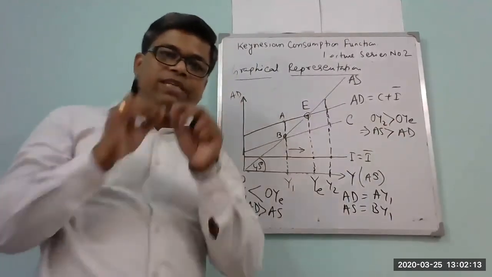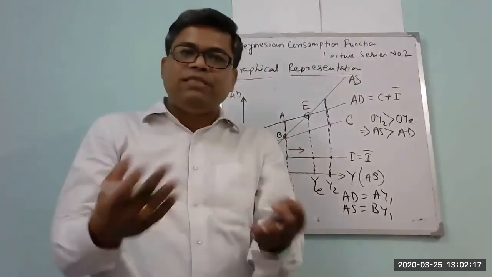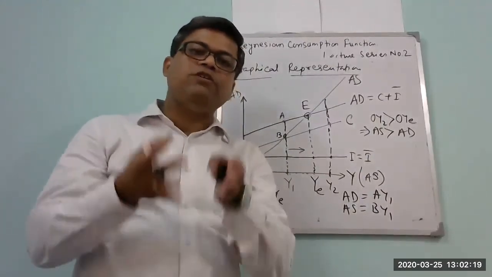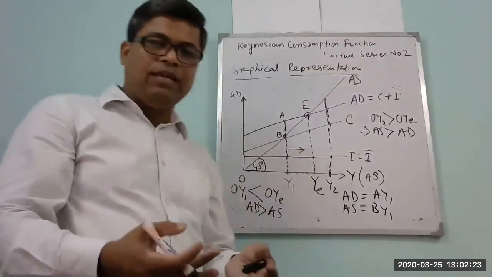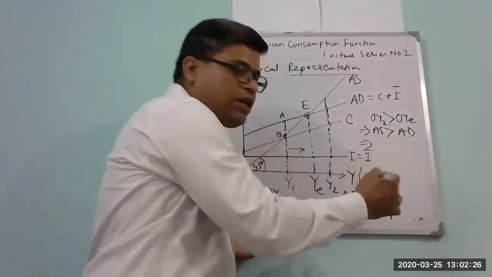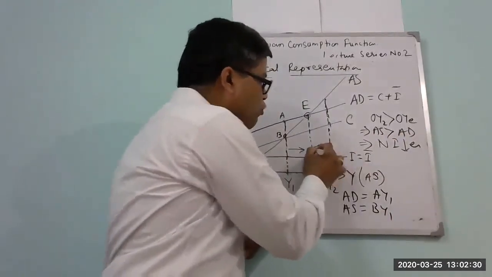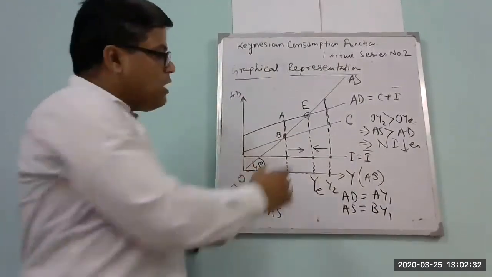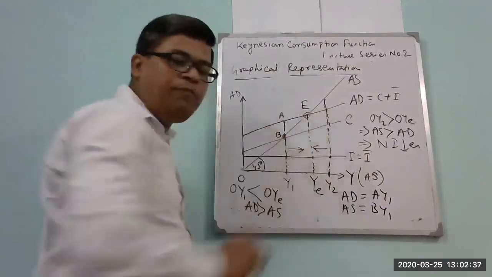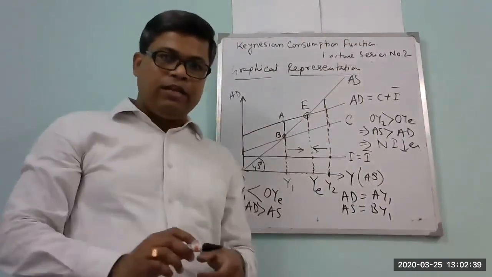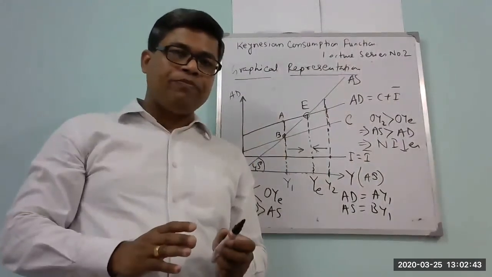If aggregate supply is greater than aggregate demand, normally supply is exceeding demand. So the producers, the firms, will reduce the production in their next cycle, and naturally the national income level decreases. So it will move to the left side. This process will continue till it reaches the equilibrium point. So that means this equilibrium is a stable equilibrium.